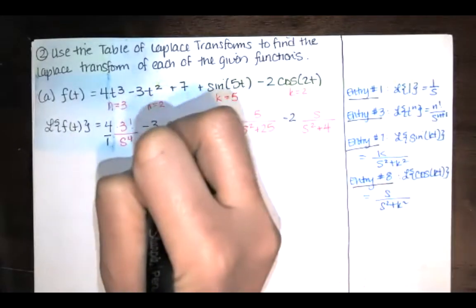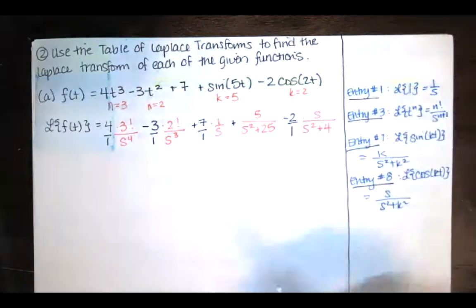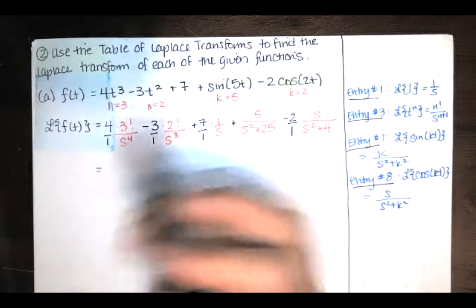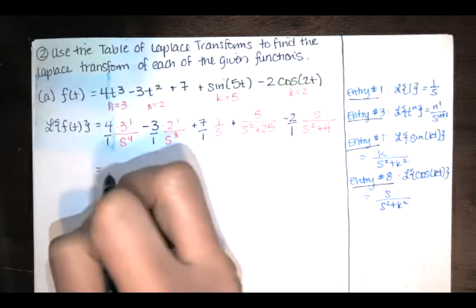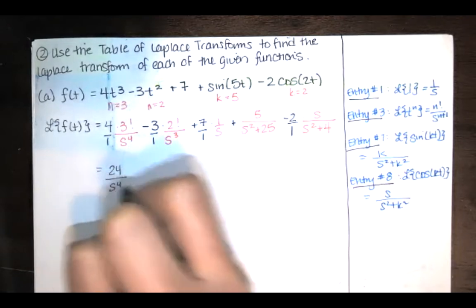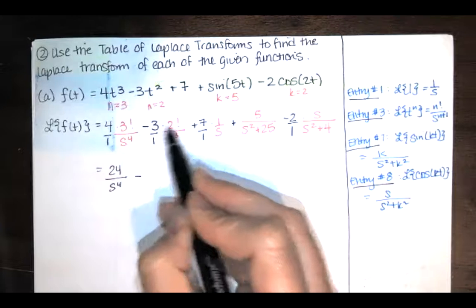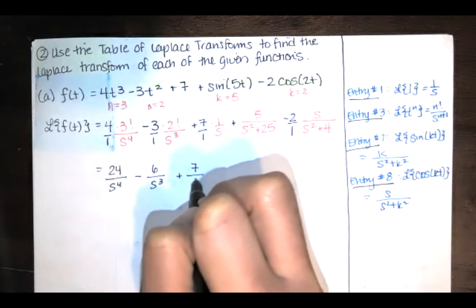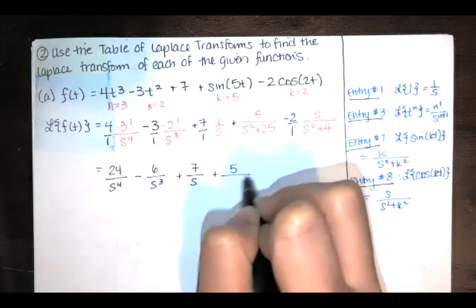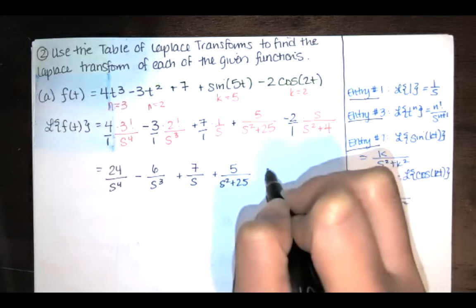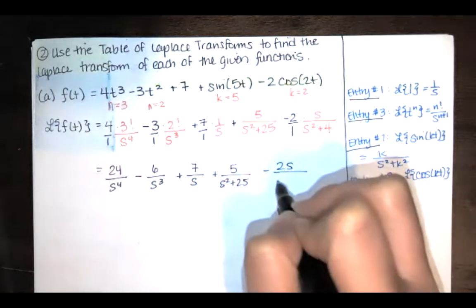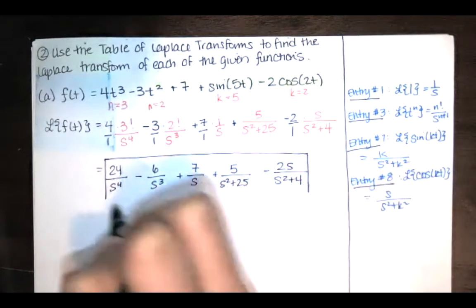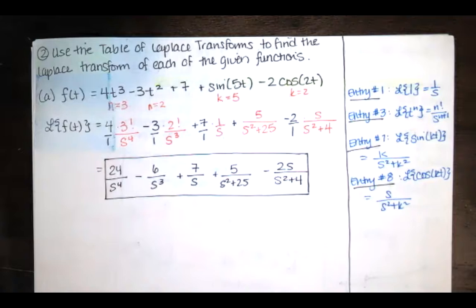If you want, you can write these coefficients as themselves over 1, and multiply straight across. 3 factorial is 3 times 2 times 1, which is 6. 6 times 4 is 24. So we've got 24 over s to the 4th here, minus 3 times 2, which is 6 over s cubed, plus 7 over s, plus 5 over s squared plus 25. And then over here, we'll distribute the negative 2. So we have negative 2s over s squared plus 4. And that is how we handled that.